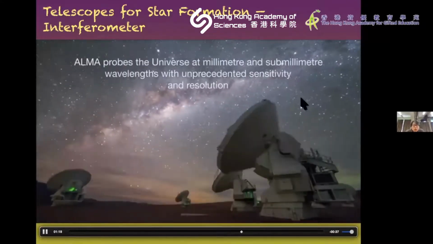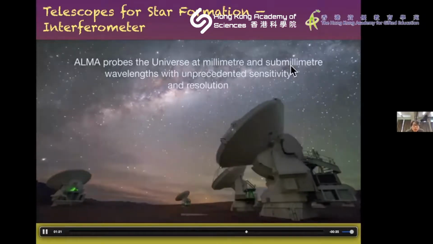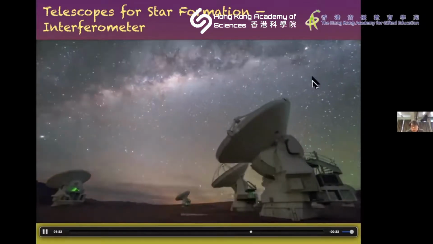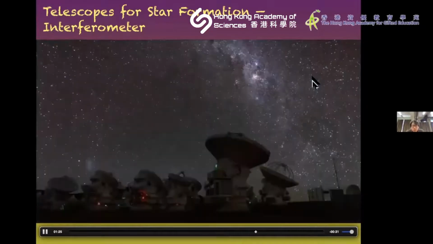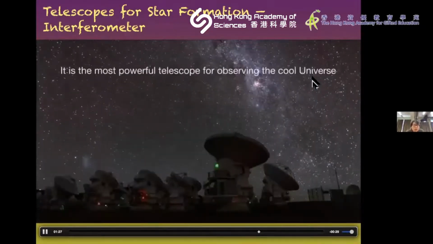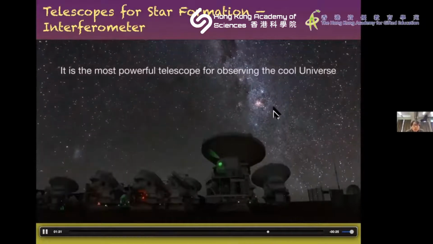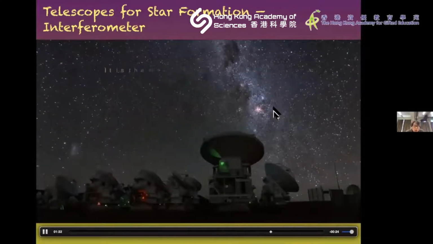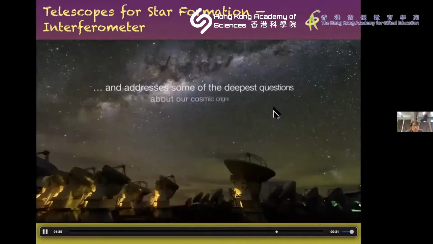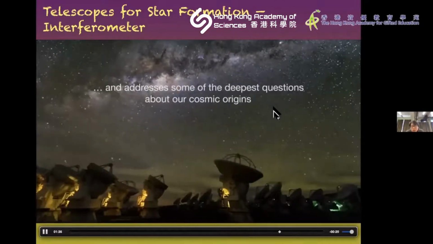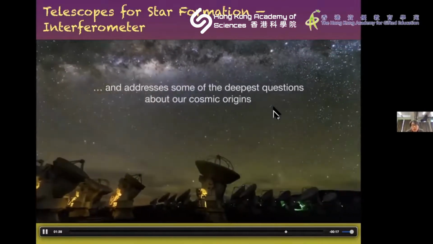And the working wavelength of this telescope is millimeter to sub-millimeter, which is also called far infrared, as we mentioned several times, right? To observe the cool universe. The cool here is literally cool, for those universe cold and emitting thermal emissions in far infrared.